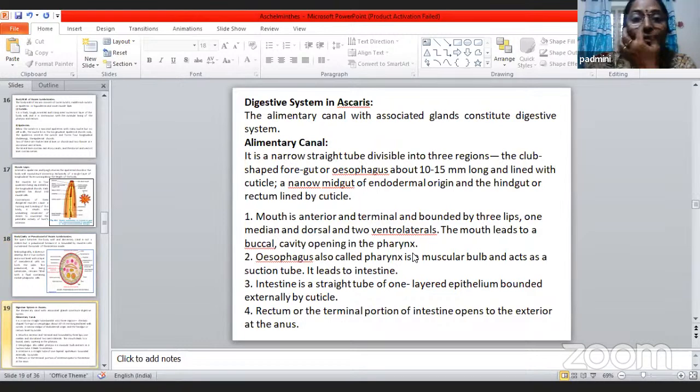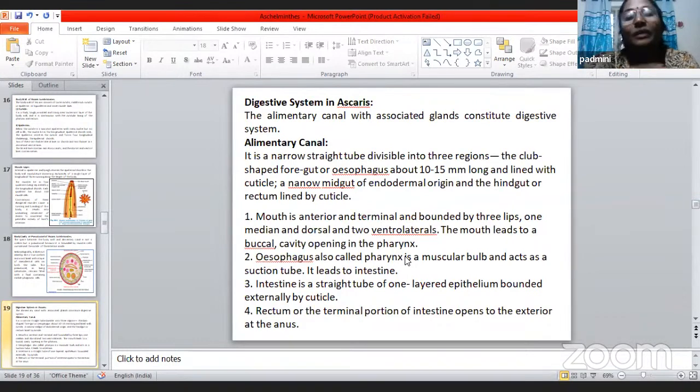Coming to the digestive system in Ascaris. How is the digestive system in Ascaris? Don't forget to remember this question if they ask you to write about the type study of Ascaris. You will have to mention all these points, because in the nematodes, this is the only important question if they ask you to write in detail about Ascaris lumbricoides.